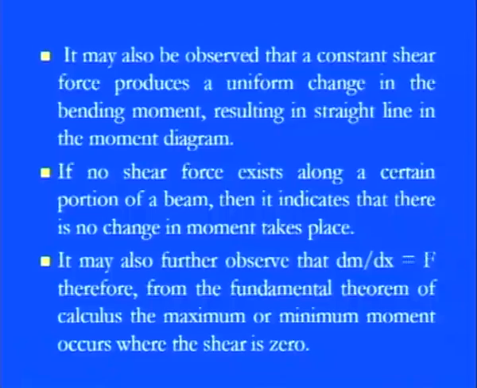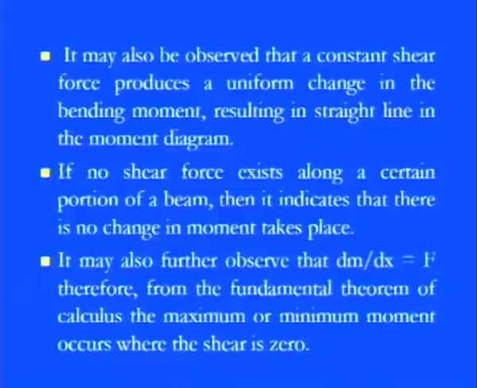So here, it may also be observed that a constant shear force produces a uniform change in the bending moment, resulting in a straight line in the bending moment diagram. Because if the shear force is constant, that means dM/dx is also constant. So there is a constant change in the bending moment with respect to x, and a straight line comes in the moment diagram.